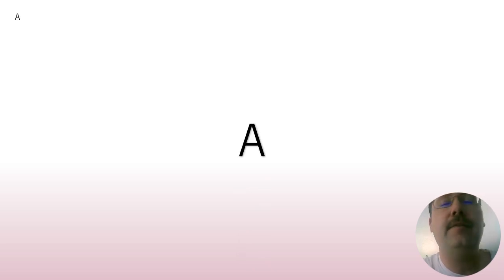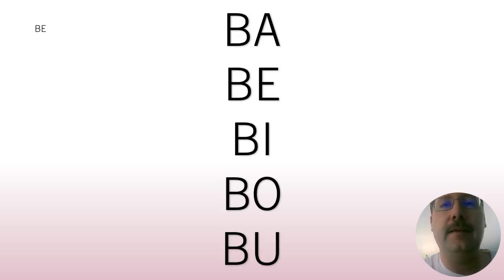So the first letter of the alphabet is A. La A. Next is La B. So let's practice this. Practice with me. Ba, be, bi, bo, bu. Again. Ba, be, bi, bo, bu. It's pretty much the same as in English. Perhaps a little bit softer.